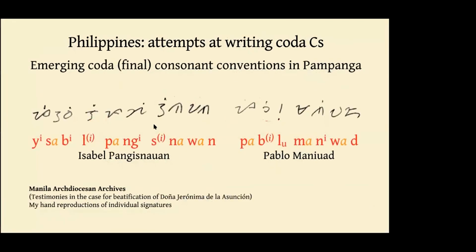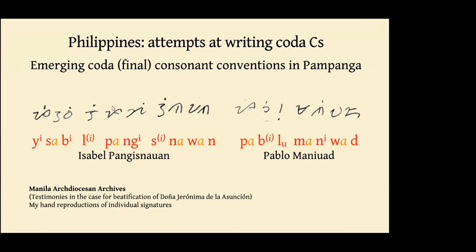Now in Pampanga, they had a slightly different version of the script. And there in the 1620s, 1630s, they developed conventions that we find in the 5 different hands that are basically the same. At the end of a word or a word group, they would write a letter that normally would be pronounced with an a at the end, but by convention, you wouldn't pronounce it. So this woman's last name is Pangisnawan, and they just write the na there, but don't pronounce the a. Same with the last name Maniwad. They write the da letter, but don't pronounce the a.